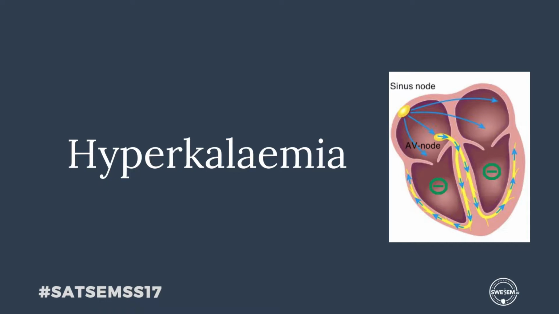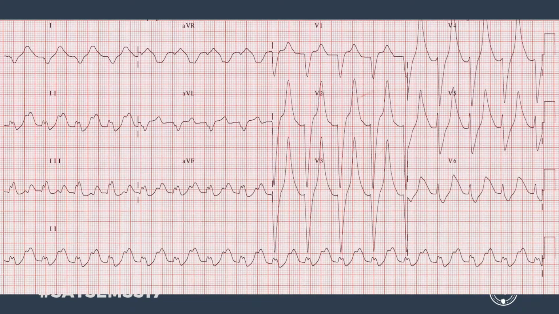So flattened P waves, and these will flatten to the point of obliteration in more severe cases. And instead of having flattened or inverted T waves, patients with hyperkalemia tend to have peaked T waves. This is commonly described as the earliest sign of hyperkalemia, and it is what we see in this first ECG.